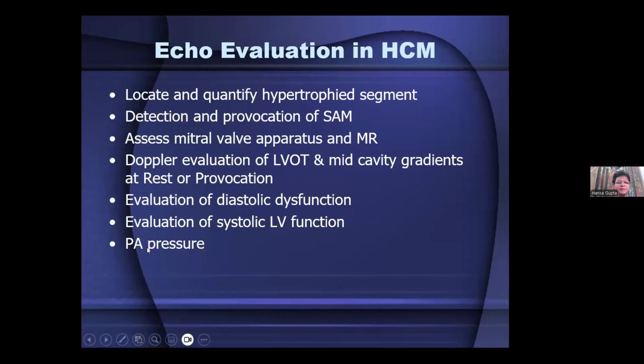The evaluation of the PA pressures, of course, because once the disease progresses, the lungs are overloaded and the back pressure goes to the right side.